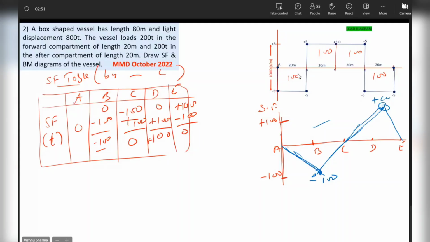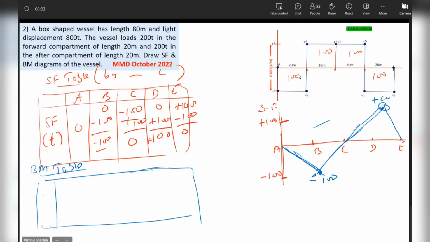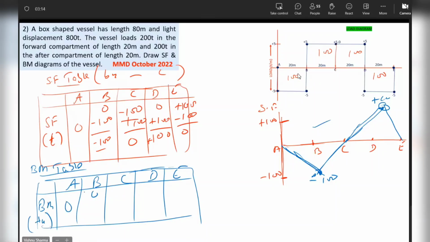Yes, sir. Okay. Then we make the BM table. We already have C point taken, so no new point required. C point is already under our consideration. 1, 2, 3, 4, 5. A, B, C, D, E. BM units will be ton meter. 0. Then it is minus this triangle, minus 1 by 2 into 20. Each is 20. So 10 into 100 minus 1000.